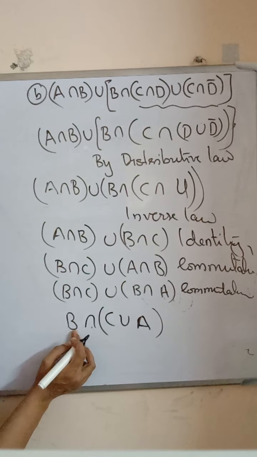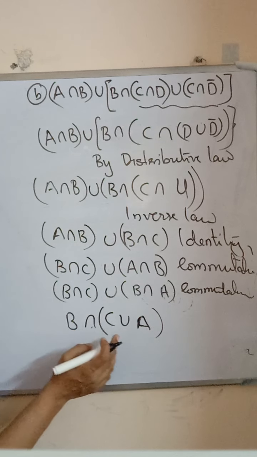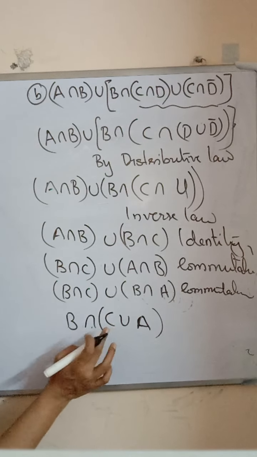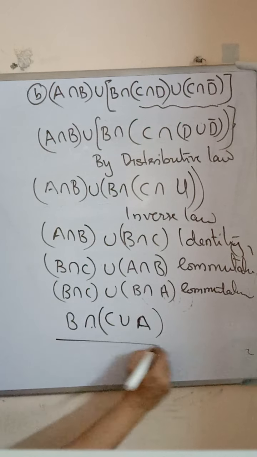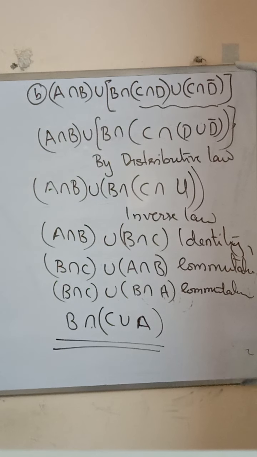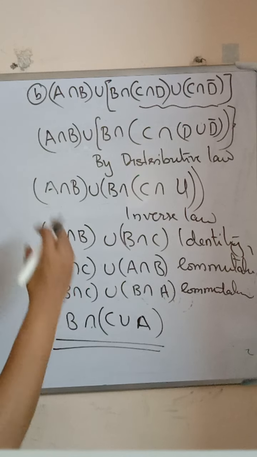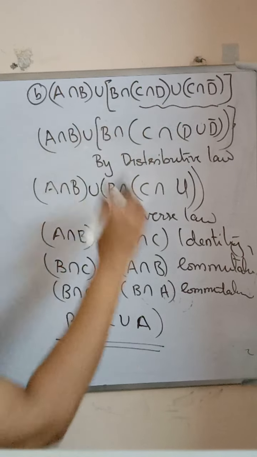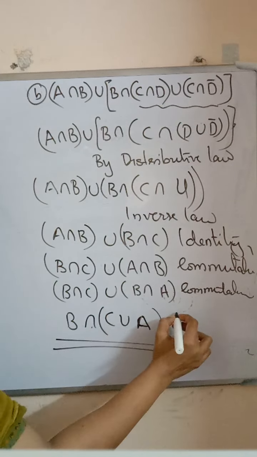If we distribute, we get B intersection C union B intersection A. This is the simplified form of the above set theory statement. This also we get by the distributive law.